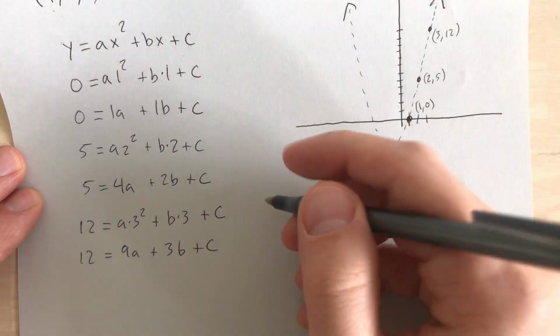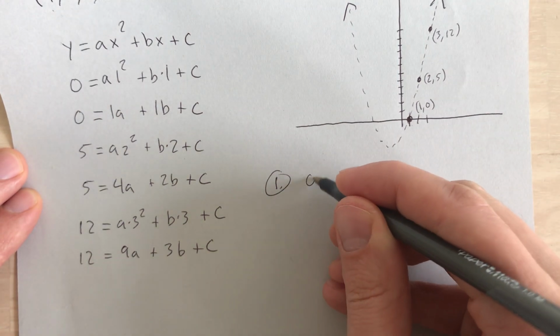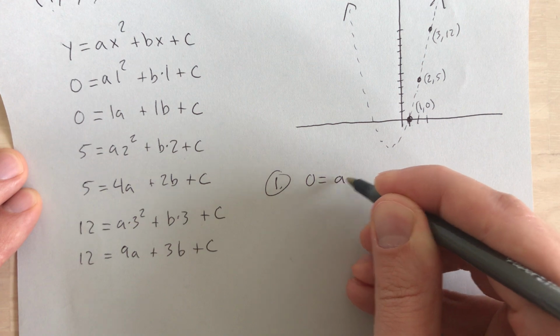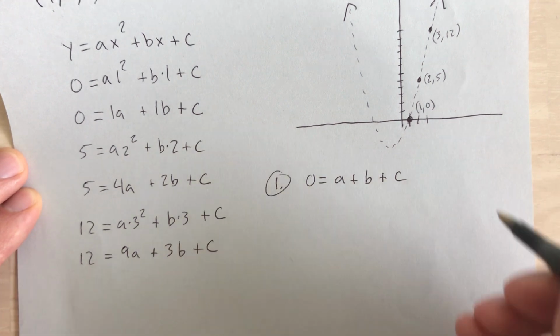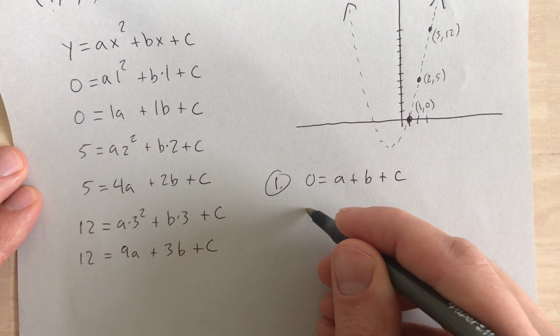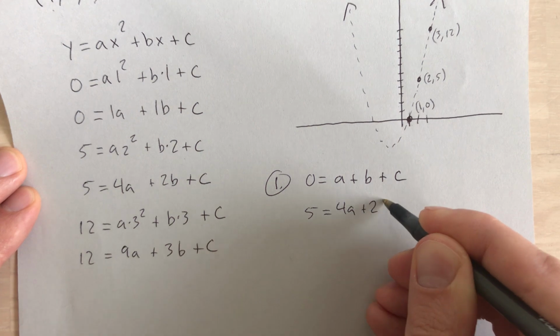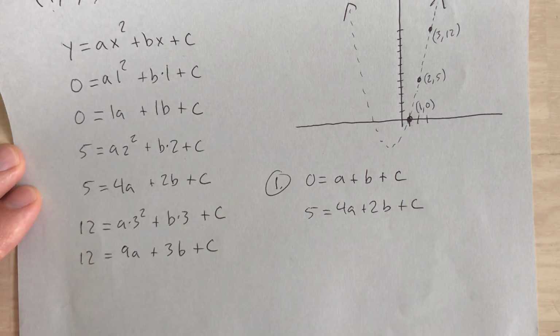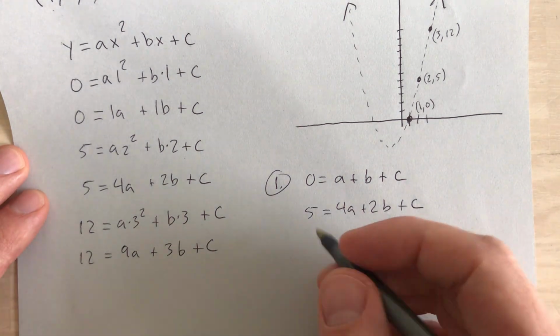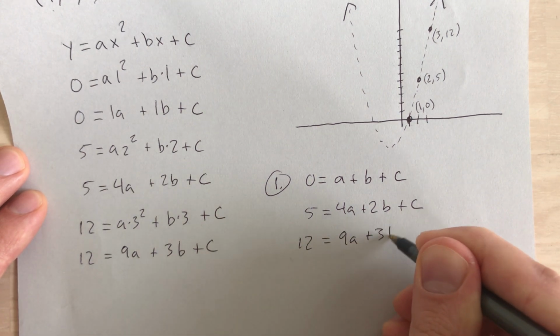So our 3 equations that we're going to use: the first is going to be 0 equals a plus b plus c, or 1a plus 1b plus c. Our second equation is going to be 5 equals 4a plus 2b plus c. And then last but not least, our last equation is going to be 12 equals 9a plus 3b plus c.